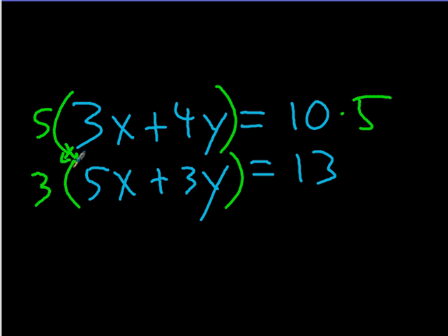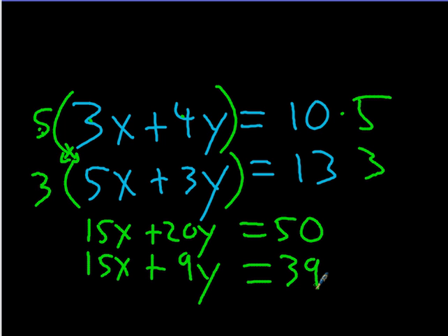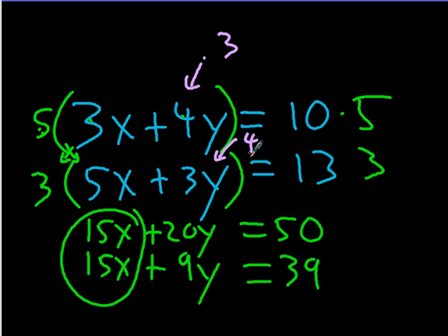And so now I'm going to get 5 times 3 is 15x, 5 times 4y is 20y, and 5 times 10 is 50. 3 times 5x is 15x, 3 times 3y is 9y, and 3 times 13 is 39. And now I'm ready to go because I've got my match. I could have multiplied both equations if I wanted, top equation by 3, bottom equation by 4, and eliminated y's instead of x's. Really doesn't matter. You pick.